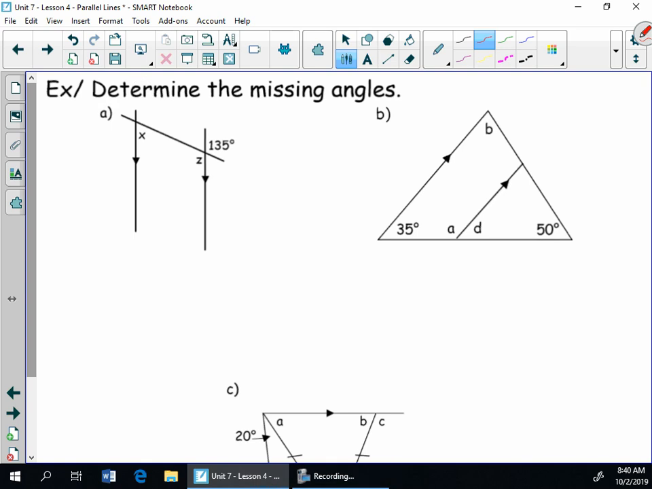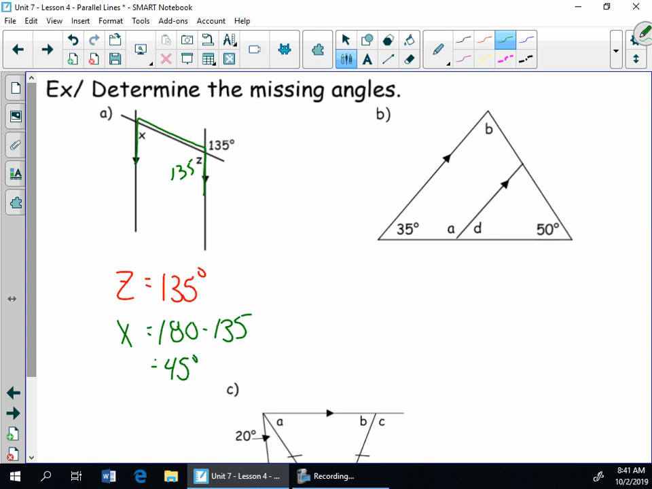We take a look at the first one. Anything obvious we can figure out that we already know? Well, Z and 135 are across from each other, so Z has to be 135. That's old math. New math: how do I get X? X is part of a C pattern. So if I know this is 135, I can get X by doing 180, take away the other part of the C, 135, or in other words, 45 degrees.